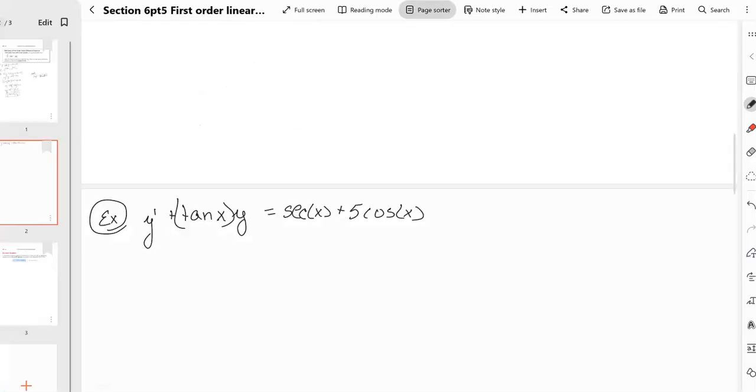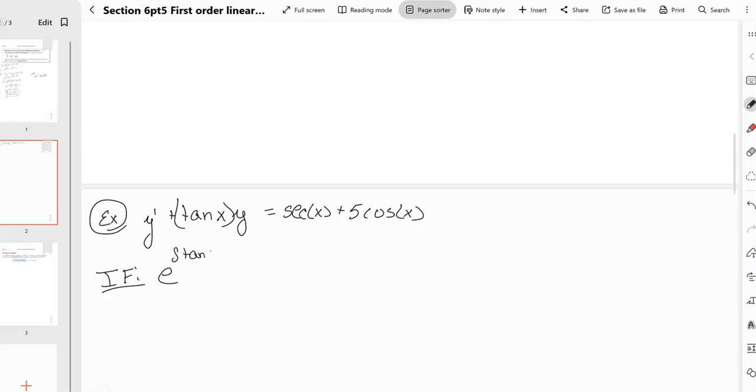Let's say we have this differential equation, y prime plus tangent of x times y equals secant of x plus 5 cosine of x. So we're in proper form. I've got a 1 in front of that y prime. The y terms are on the same side. So that tangent of x is my p of x. So when I find my integrating factor, it's going to be e to the integral of p of x.